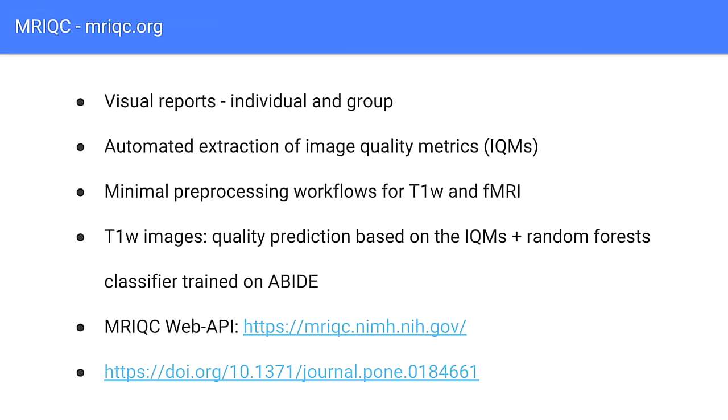And I wanted to also share with you those two resources, the MRIQC Web API, where we are collecting all these quality metrics, building up a huge database. Right now we have over 40,000 images' quality metrics from functional MRI, and over 50,000 quality metrics from T1s.